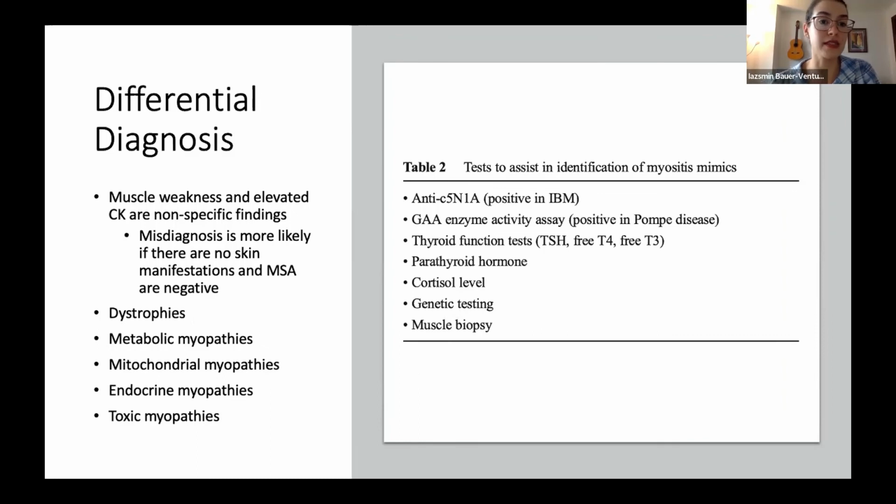Metabolic myopathies, enzymatic defects in the mitochondria and other organelles, can cause very similar presentations. Endocrine myopathies, hypo- and hyperthyroidism, hypercortisolism, hyperparathyroidism, can also affect muscle function. And toxic myopathies are quite common. Patients use specific kinds of herbs. They use fungi, mushrooms that can cause specific myotoxicities. So a very good, thorough history goes a long way.